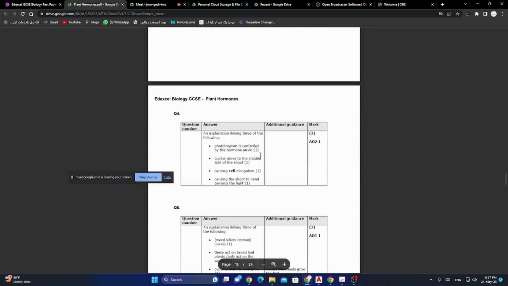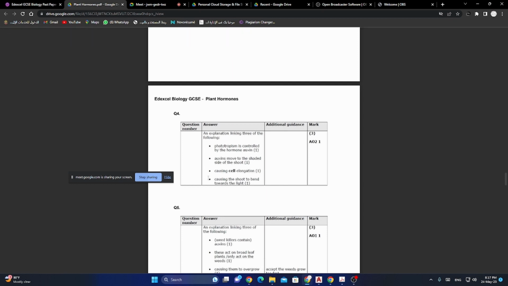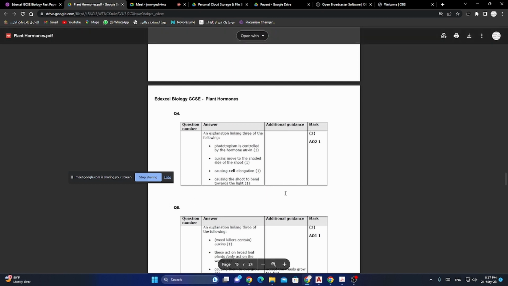Let us just check it. Phototropism is controlled by auxin. Auxin moves towards the shaded side, causing cell elongation, causing the shoot to bend towards the light.